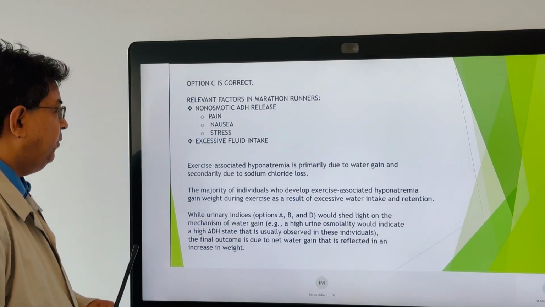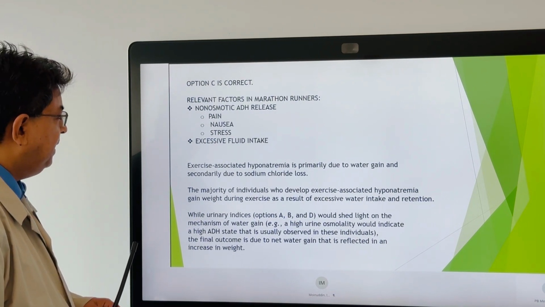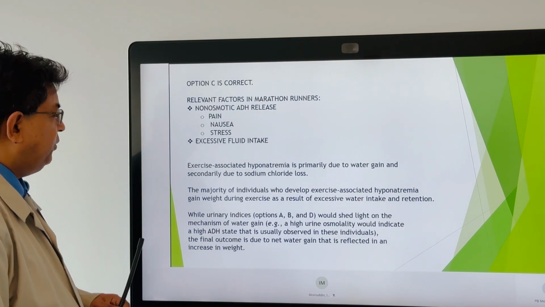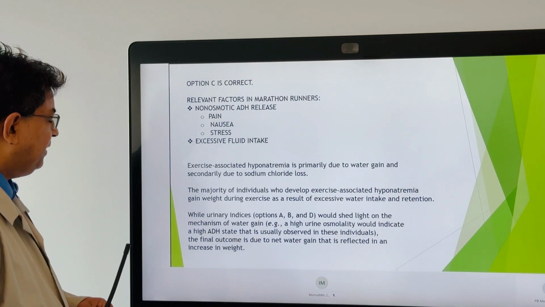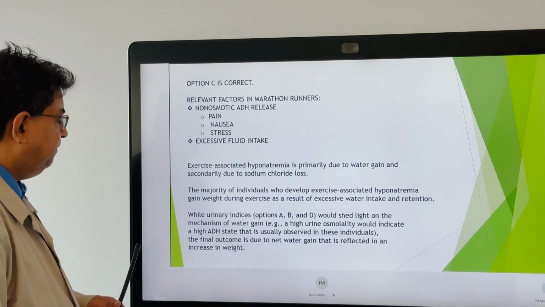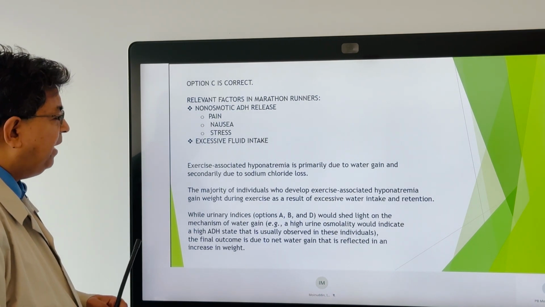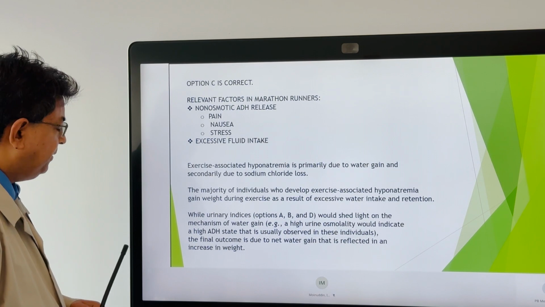Relevant factors in marathon runners include pain, nausea, and stress. These are non-osmotic factors that cause ADH release. But the most important factor is excessive fluid intake. Excessive exercise-associated hyponatremia is primarily due to water gain and secondarily due to sodium chloride loss.